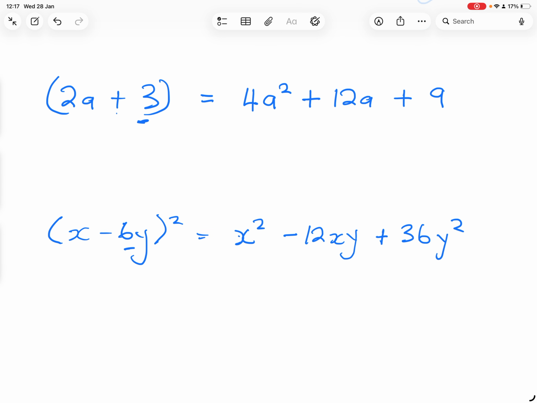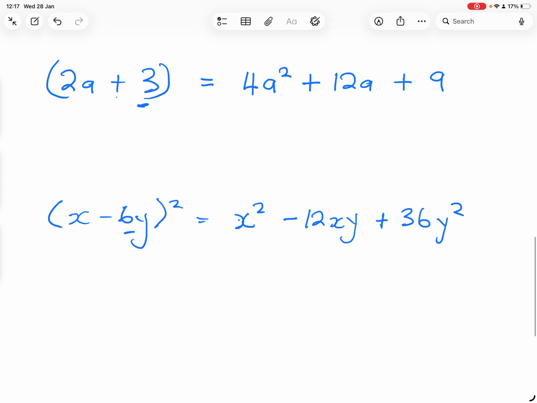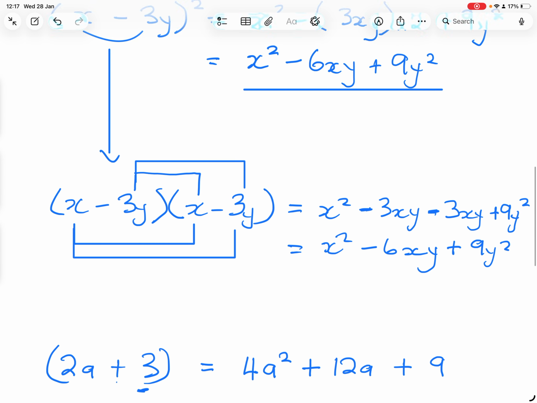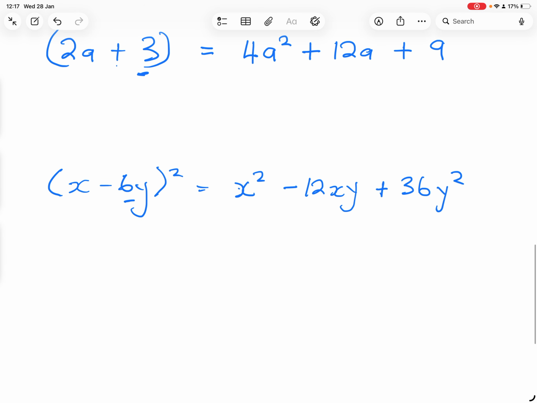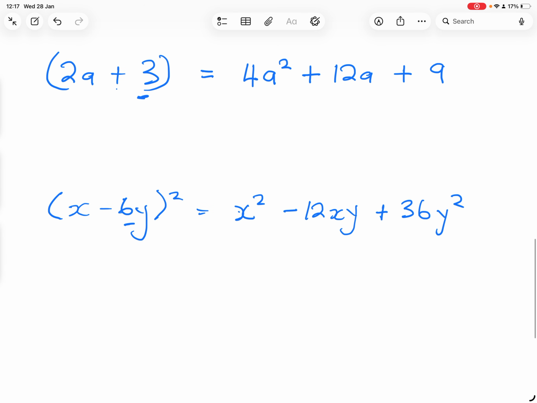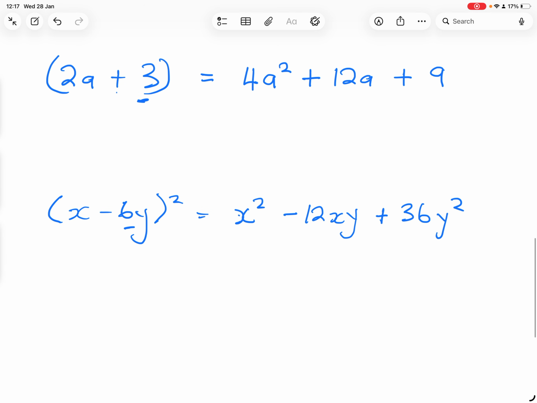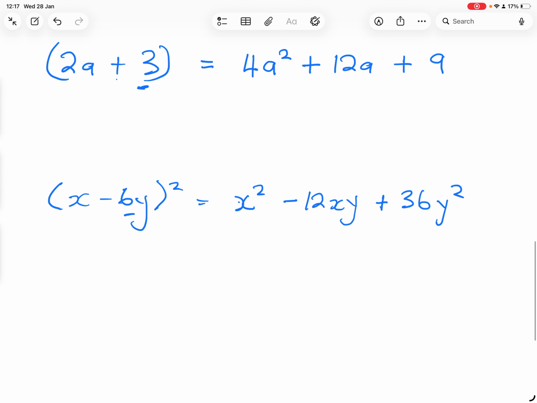All right, please try out some more examples and see if you are able to get this correctly. All right, ladies and gents, I will see you again next time. We are going to be talking about the product of the difference, or rather the difference of squares.